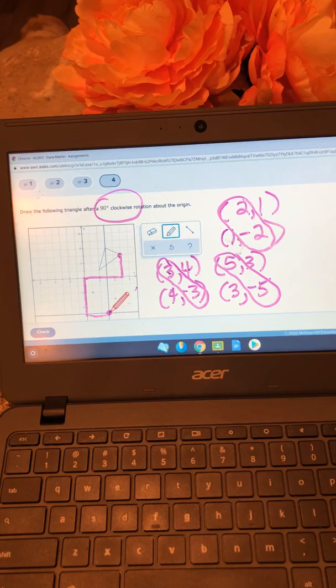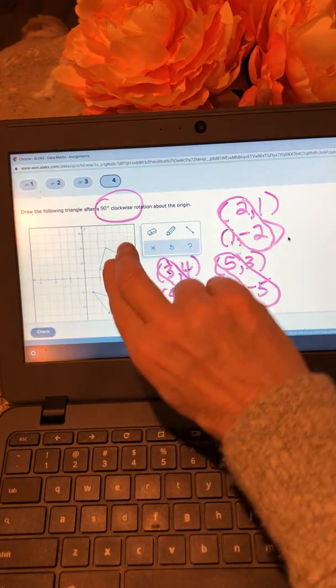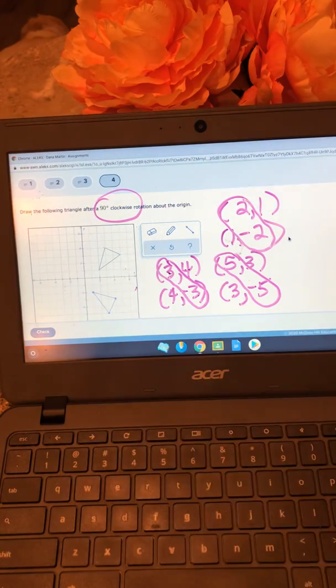And then I'm gonna erase all of this, and I'm just gonna connect all my points with my line tool. So you gotta remember to do that as well. All right, there we go. There you go. And there you go. And that is taking this shape and turning it clockwise 90 degrees.